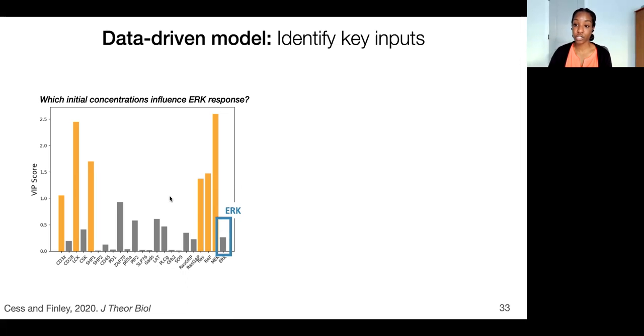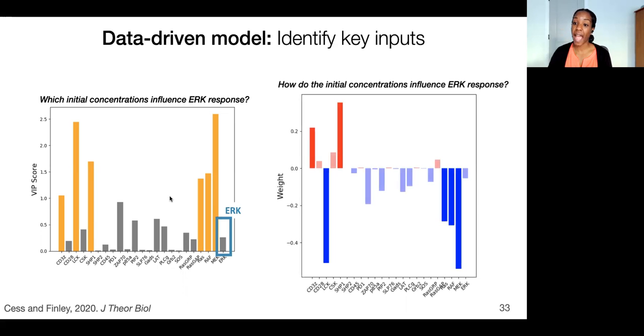Okay, so this is just telling us which ones are important. Then we can ask the question about how are they important. So now I've color-coded the bars based on whether they shift the cells towards having a high ERK response or a low ERK response. So some of these make sense, and I'm just going to highlight a couple of these, where if we increase the amount of LCK, that's that initiating kinase, it will shift the cells towards having a high ERK response, which is why I've colored it in blue. On the other hand, if we increase the initial concentration of the phosphatase SHP1, it will shift the cells towards having a low ERK response. So it's colored in red.